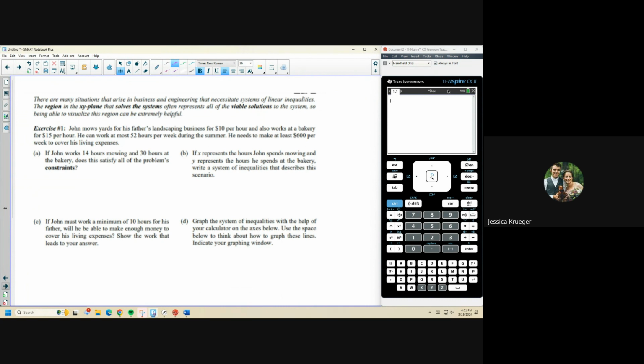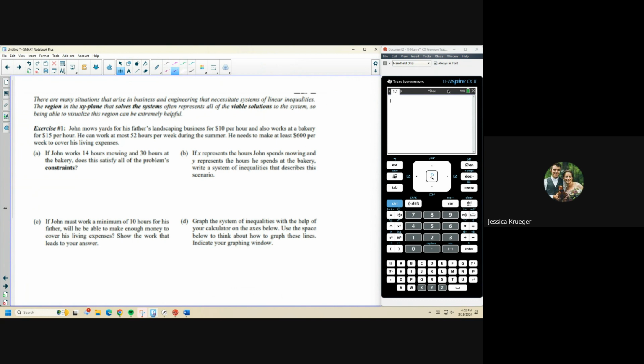There are a lot of times in businesses, or even in life, where you're trying to figure out things like, how can I work the fewest number of hours and earn the most money possible? And when you're looking at situations like this, a perfect thing to use is systems of inequalities. So let's go ahead and look at exercise 1.